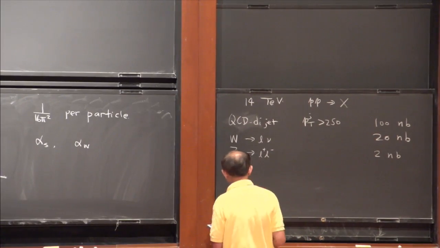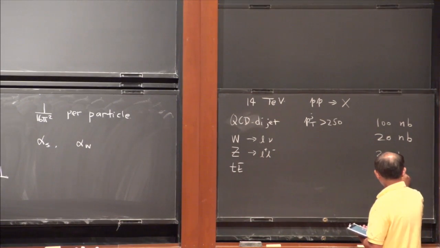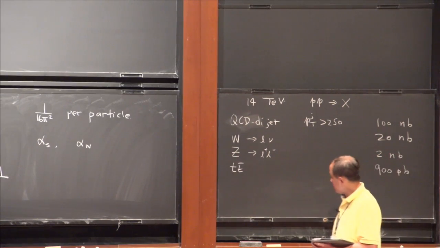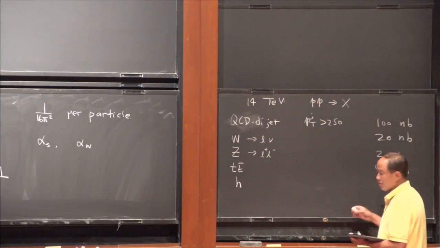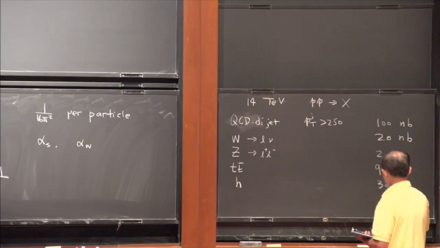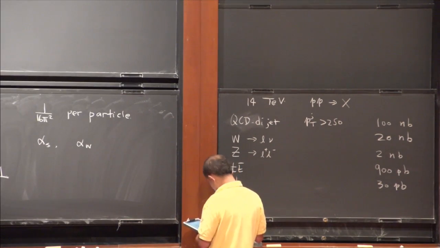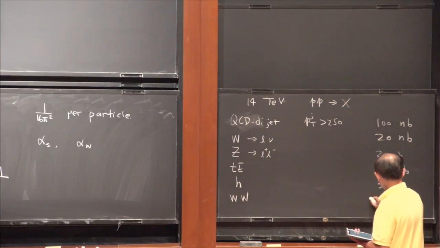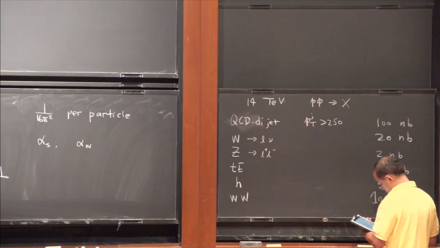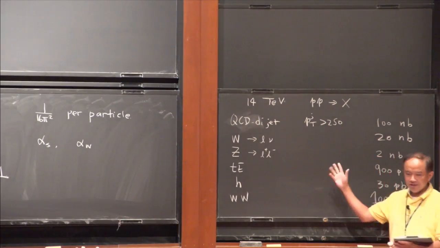And the t t-bar, this is also interesting, a very important background. It's about 900 picobarn, now we're switching units. Higgs production is about 20 to 30 picobarn. Let's call it 30 picobarn. Actually, I don't remember the precise number. And the production of WW is about 100 picobarn.